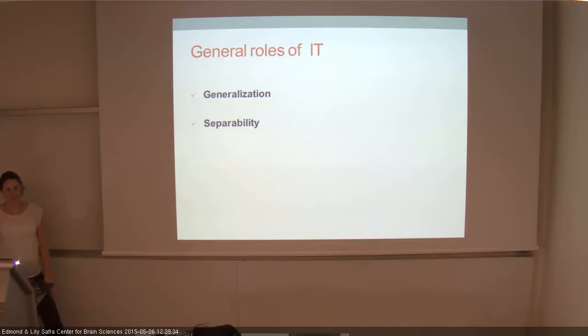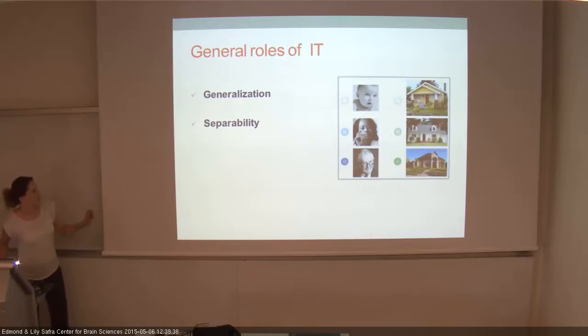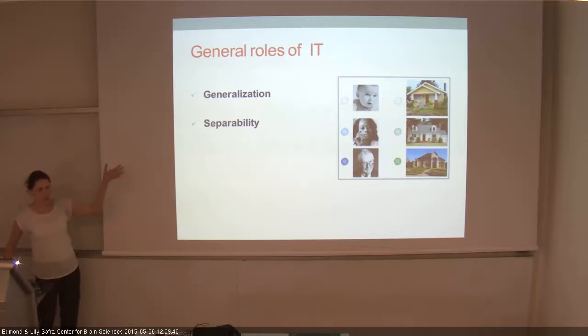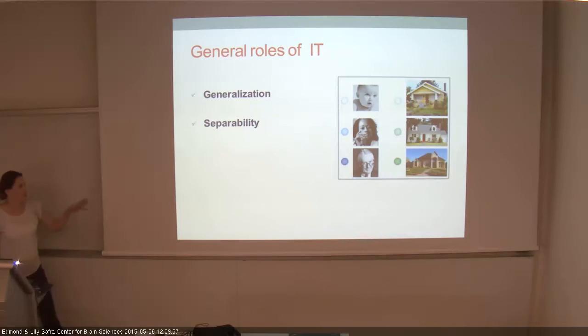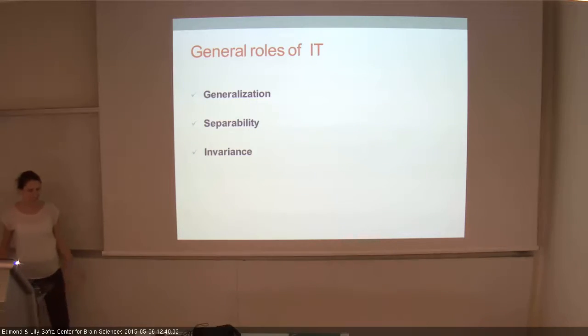Okay, separability. The fact that for each category we generalize, but we can also separate between different categories. We can also call separability categorization, maybe that would have been easier. And also, we can separate within a category, between different pictures. So you can separate between the houses, but also generalize and say that they're all houses. Invariance, he didn't use that specific term, but you see a face from different angles and so on.